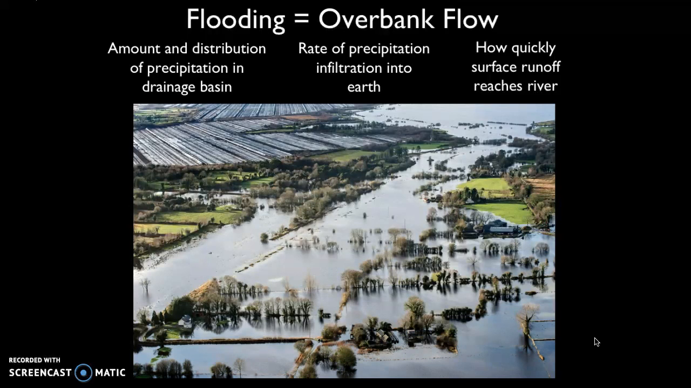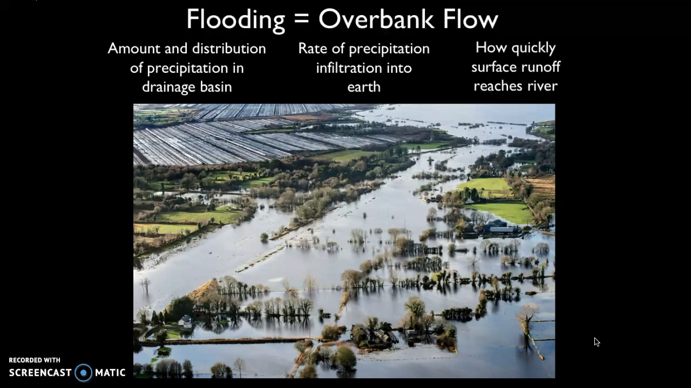However, in the other case, where we have sand, sand tends to be a little bit coarser grained, and it has a lot of spaces in between the grains. So water is going to more easily infiltrate those empty spaces between the grains. Water that falls on sand is a lot more likely to infiltrate than water that flows on top of clay. So that's another big factor for flooding, the rate of precipitation infiltration into the earth.